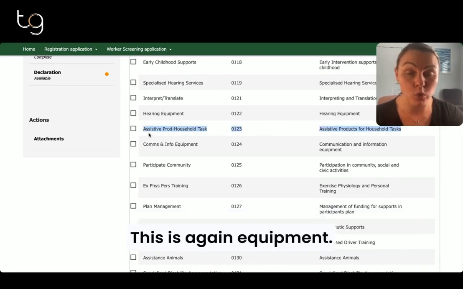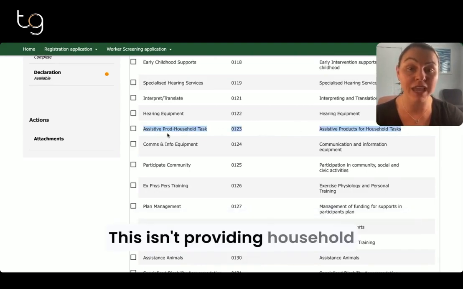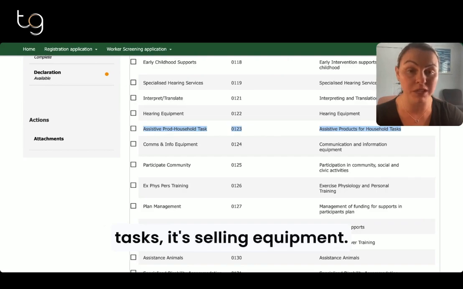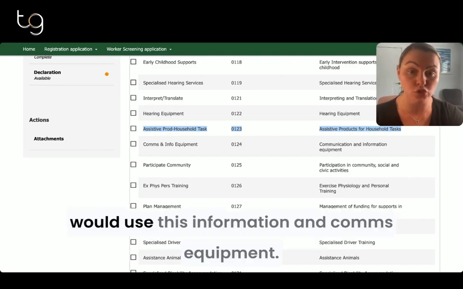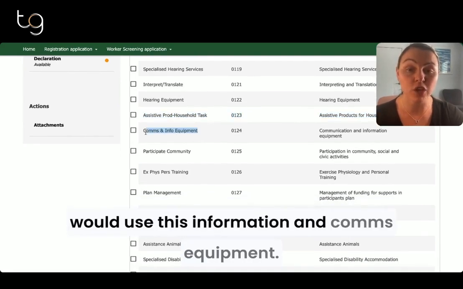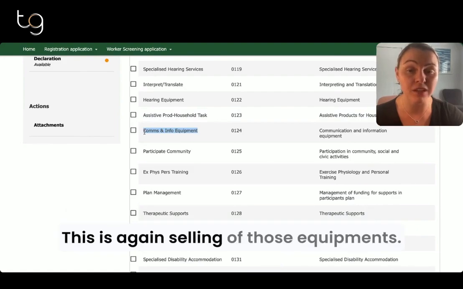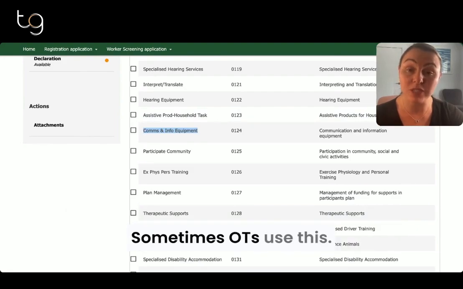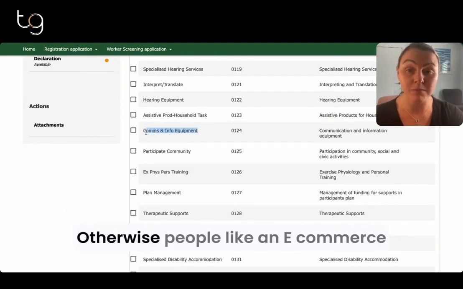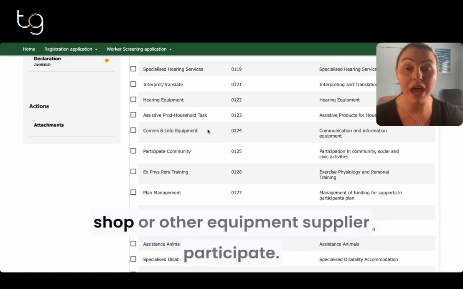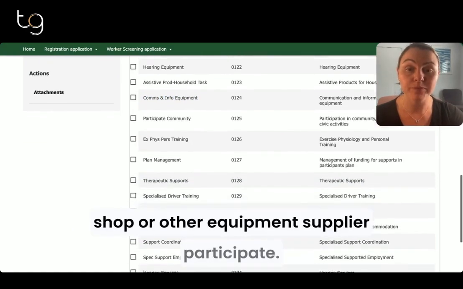Next is assistance with products for personal tasks. This is, again, equipment. This isn't providing household tasks, it's selling equipment. So again, a shop or a chemist would use this. Information and comms equipment. This is, again, selling of those equipments. Sometimes OTs use this. Otherwise, people like an e-commerce shop or other equipment supplier.